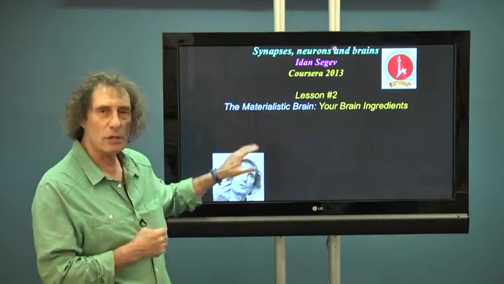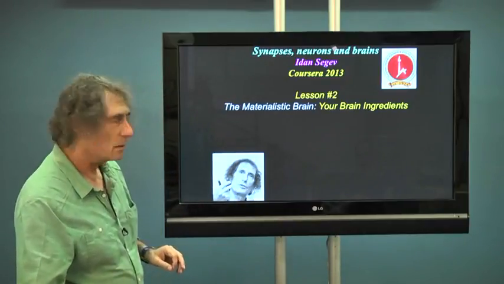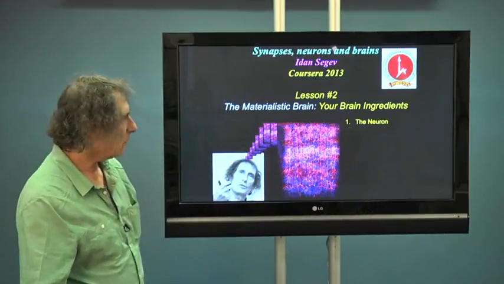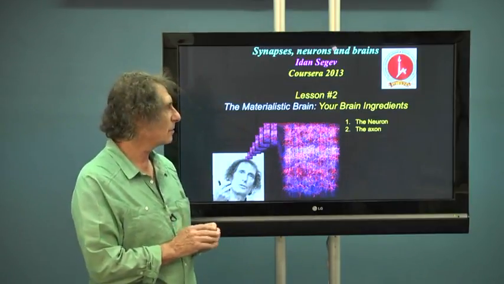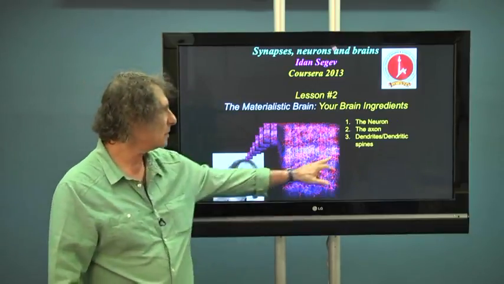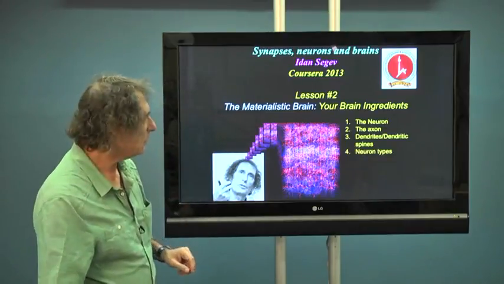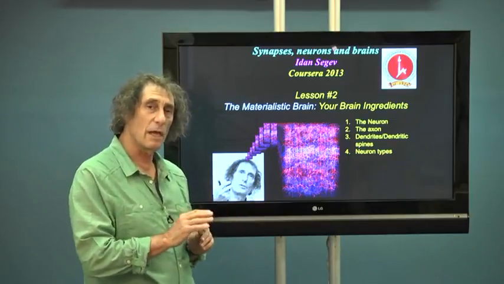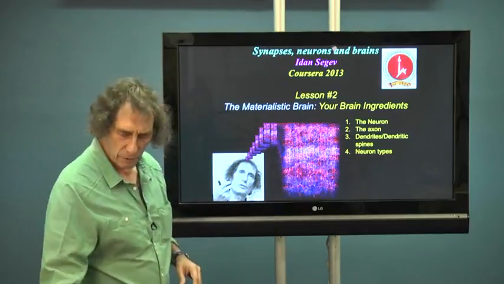I want to discuss with you the materialistic brain, the ingredients of the brain, the neurons that the brain consists of. I want to discuss with you the axon, which is part of the neuron, a very interesting, long process. We shall then discuss dendrites and dendritic spines. Later on, we'll discuss several types of neurons. I want to show you that a neuron is not just a neuron, but there are different types of neuron, and we'll talk about what it means, a type of neuron.